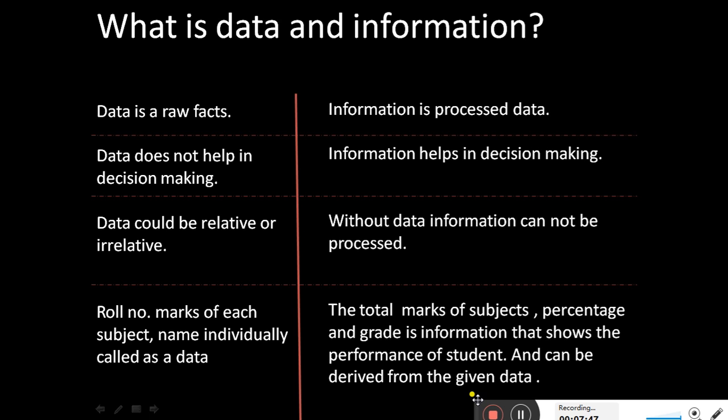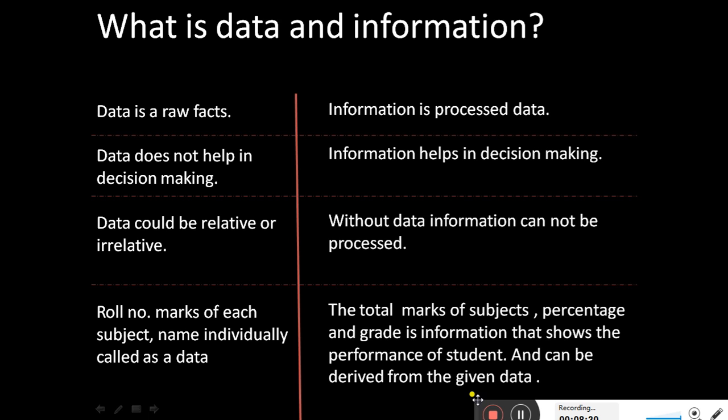Data does not help in decision making. Based on the roll number, you cannot tell that the student is good or bad. Based on the subject or the name, you cannot decide that the student is good or bad, right? But based on the information, based on his marks, based on his total marks, based on his report card, you can decide that this student is good in studies, this student is bad in studies, right? So you can take the decision by using information. Information helps in decision making.